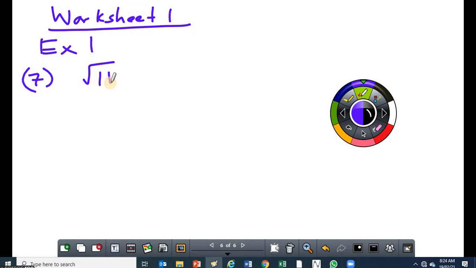Is square root of 11 a rational or an irrational number? It's irrational. So you can't convert it to a common fraction of the form a over b. Okay? So this one here, we'll just say that's irrational. It's not possible for you to convert it to a common fraction. And the next one is number 8.